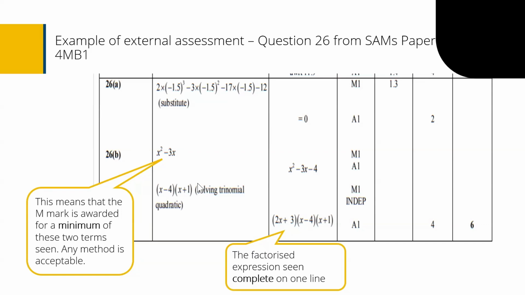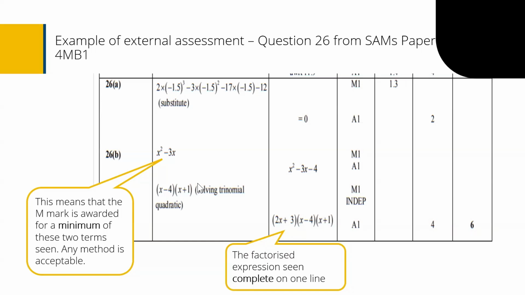In part B, the first method mark is for showing x squared minus 3x plus k, where k would be a constant that they have. This means that it's a minimally acceptable division: it must have the term x squared and x correct, and then they'll get the mark there. And then you have the accuracy mark for the correct trinomial, the trinomial quadratic that you see there.